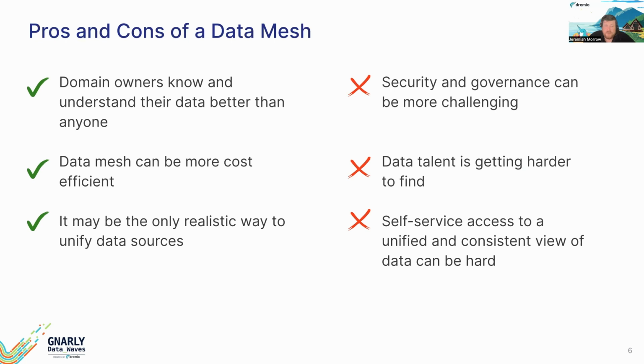In addition to those three, there are, of course, drawbacks. There is a caveat to all of these: they can largely be mitigated if you have the right tools in your architecture. For example, security and governance is more challenging than in a centralized architecture, unless you're leveraging tools that enable consistent security and governance across multiple domains. Second is data talent. You may not have access to the talent that you need to build and maintain data products across multiple domains.